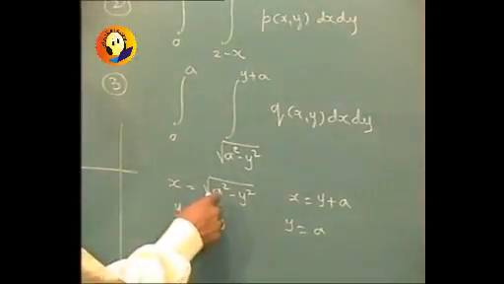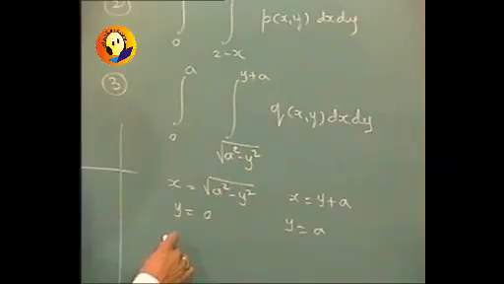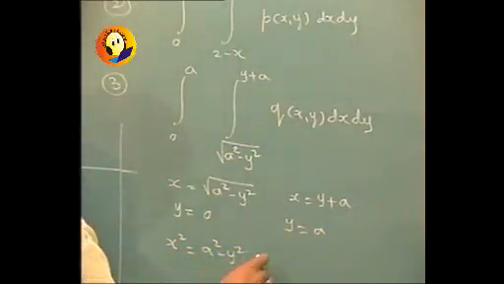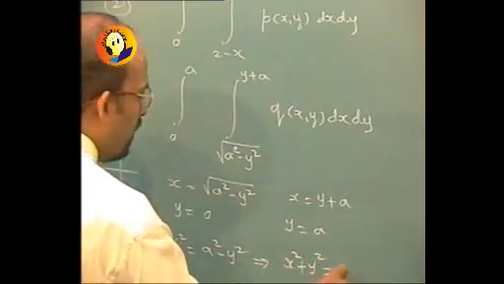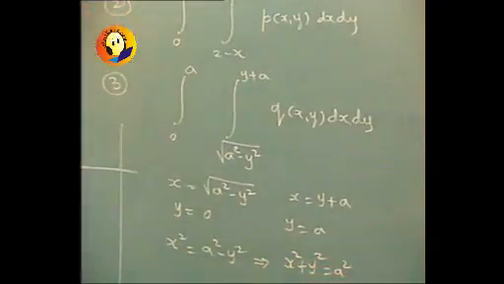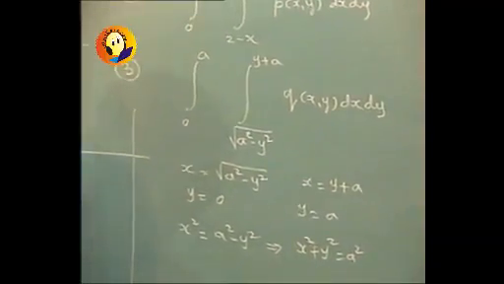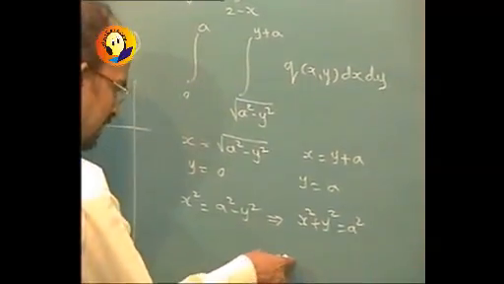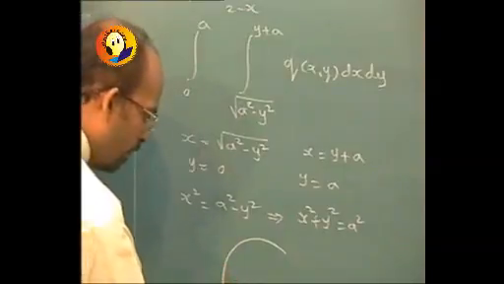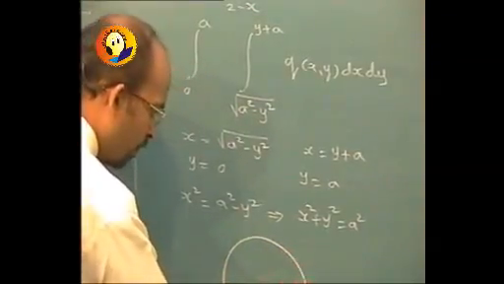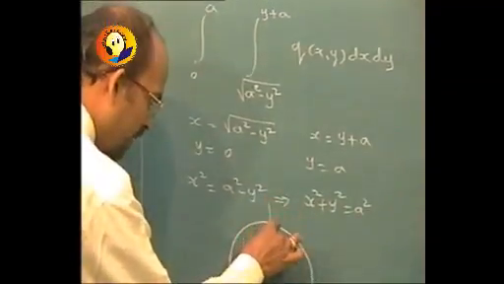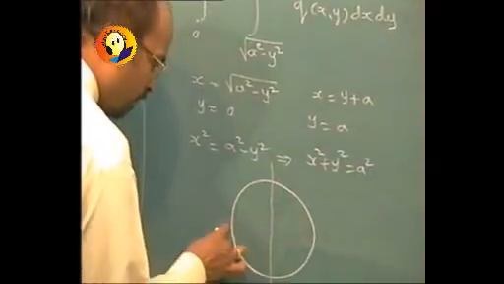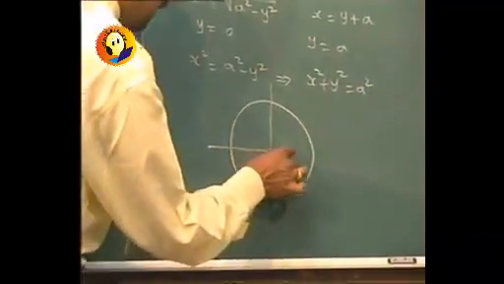X equal to under root a square minus y square can now be written as x square equal to a square minus y square, which is nothing but x square plus y square equal to a square, which is a circle with center at origin and radius a. So such a circle can be drawn, whose center is at origin, whose radius is a.